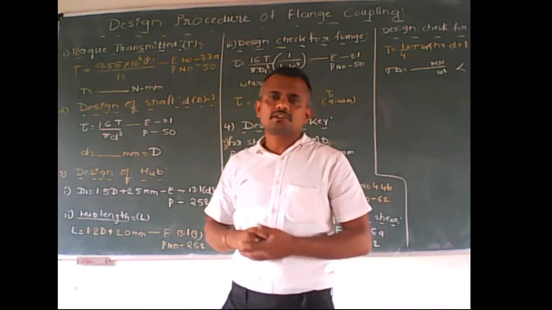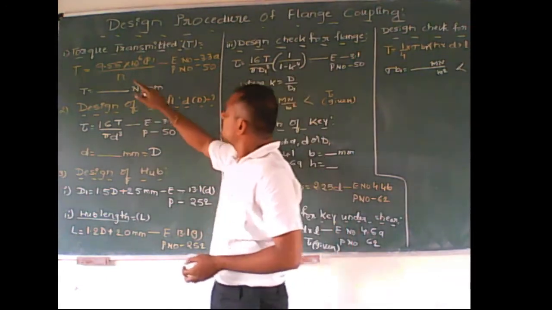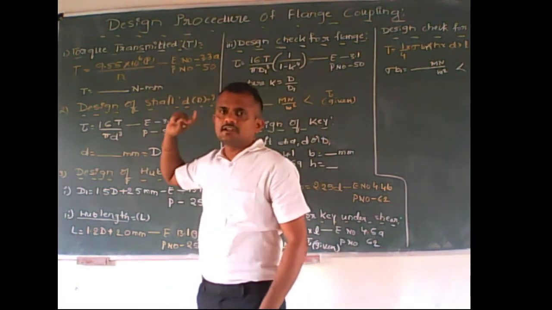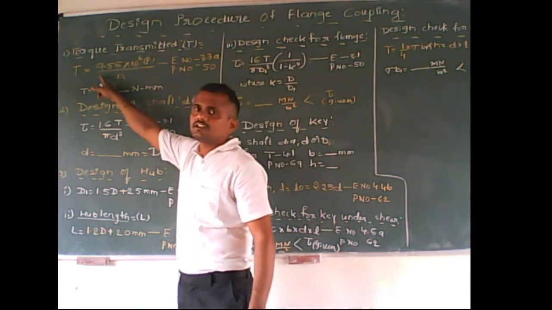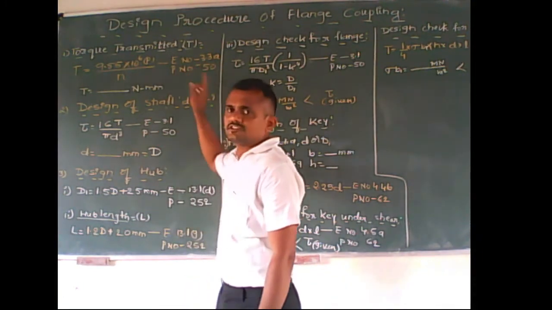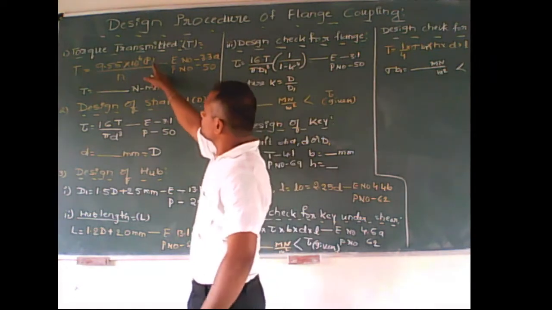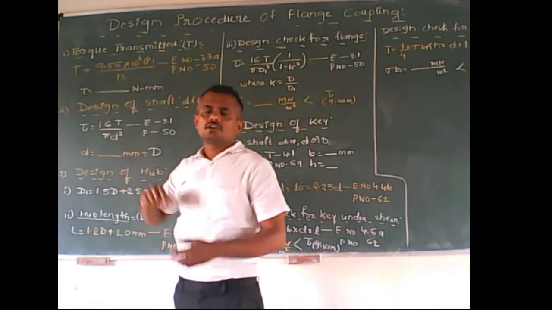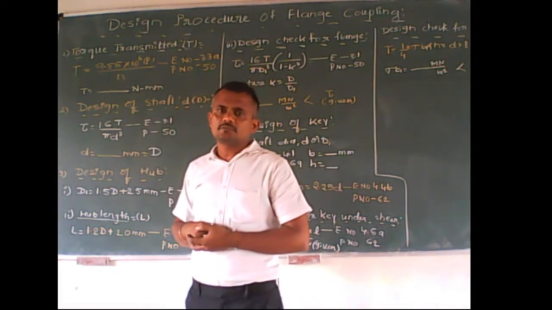So, the very first step is to calculate the torque transmitted. As you know, the torque transmitted T is 9.55 into 10 to the power 6 times P upon N. The equation number is there, and the page number is also written. When you substitute the P and N values, you will get the torque transmitted T in Newton mm.